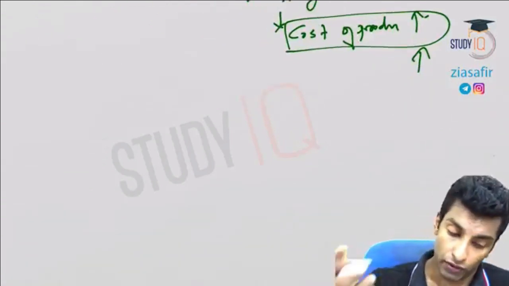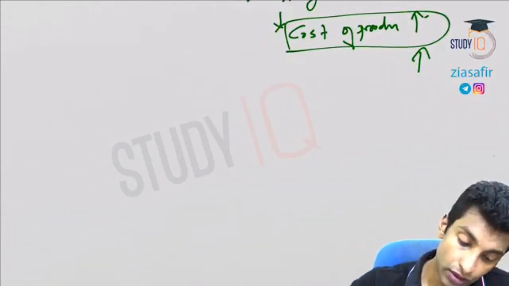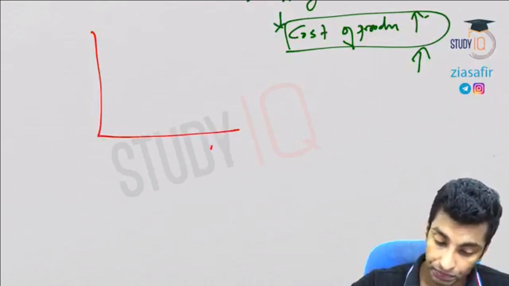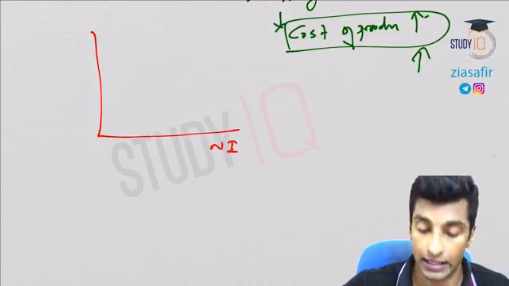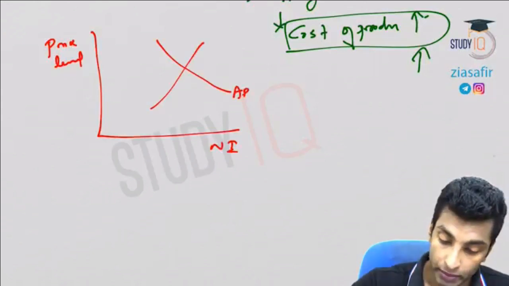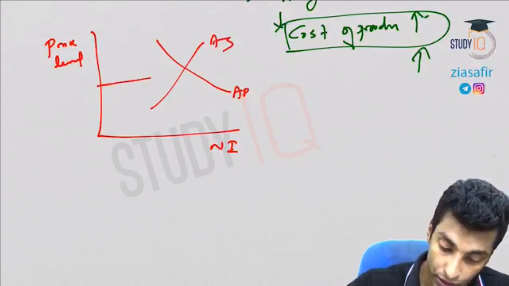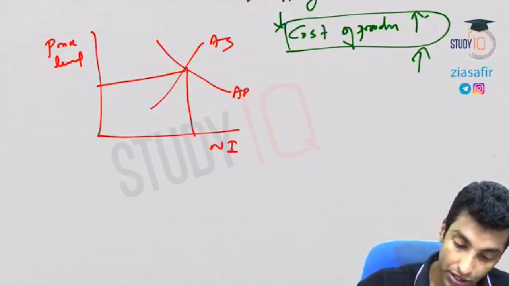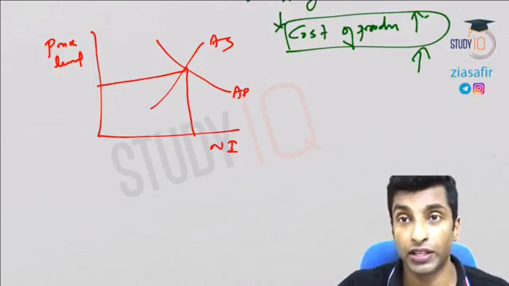Okay, now how can I show this in a diagram? On this side you go for national income, and here you go for price level, the y-axis. Let's say aggregate demand and aggregate supply. So this is your equilibrium position. Now here cost of production increases, supply reduces.